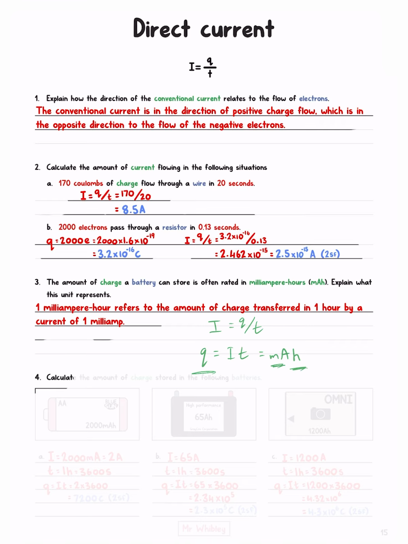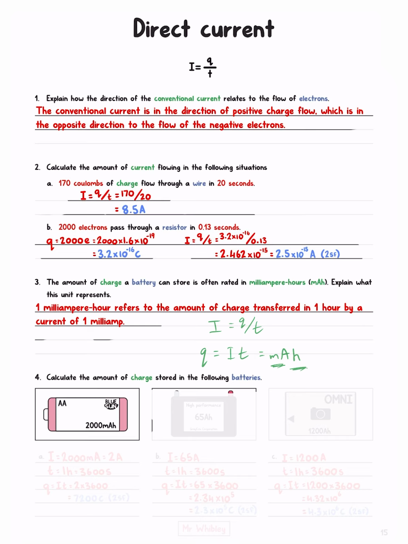Question 4. Calculate the amount of charge stored in the following batteries. Our first battery has a charge of 2000 milliamp hours, and so our current is 2000 milliamps, which is 2 amps, and our time is 1 hour, which is 3600 seconds. Putting those numbers in gives me 7200 coulombs to two significant figures. And now it's important to note, we're not saying that this battery is actually capable of supplying this amount of current, just that the amount of charge it stores is equivalent to this amount.